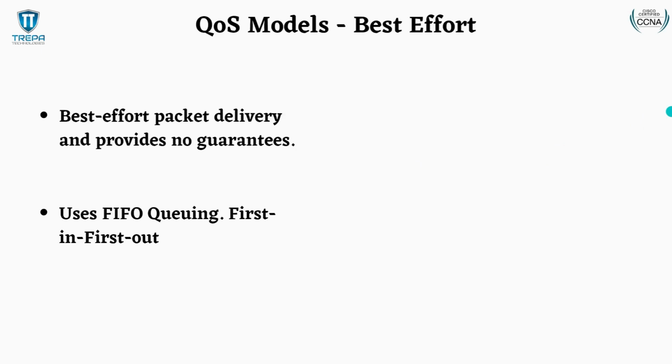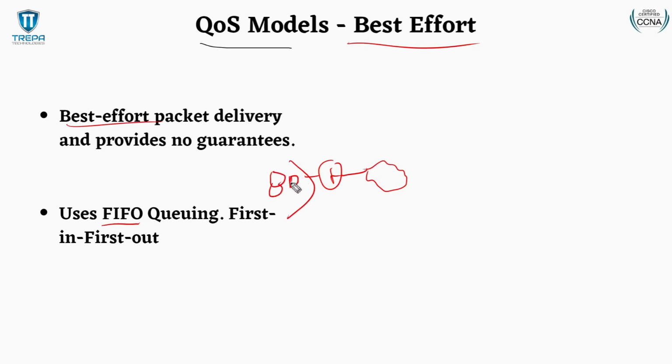QoS best effort. Technically, it's labeled as a QoS model, but what this means is that there is no QoS policy applied. Best effort means that there is no QoS. We're just doing first in, first out queuing. So we have a router here connected to an ISP. We have our LAN, right? All of our switches, computers, and endpoints, and we're just sending traffic. We don't have any way to do any manipulation of this traffic, to classify it, to queue it a certain way, to prioritize, shape, or police.